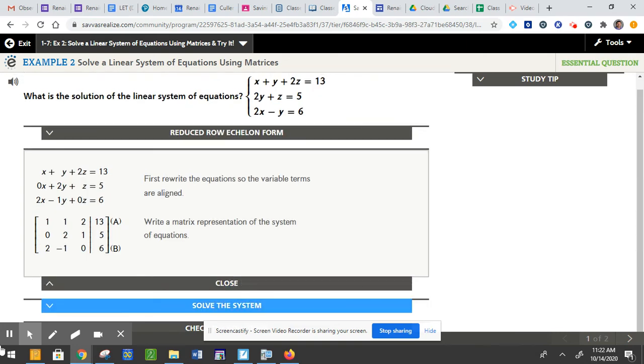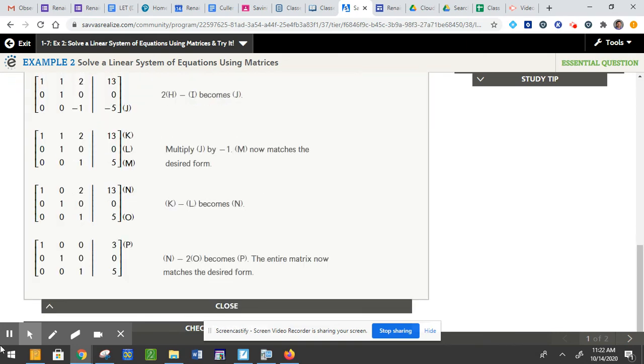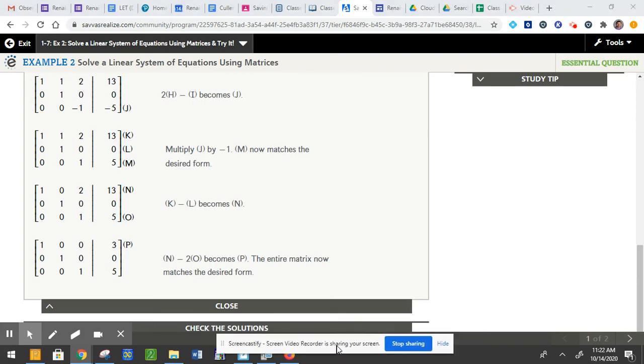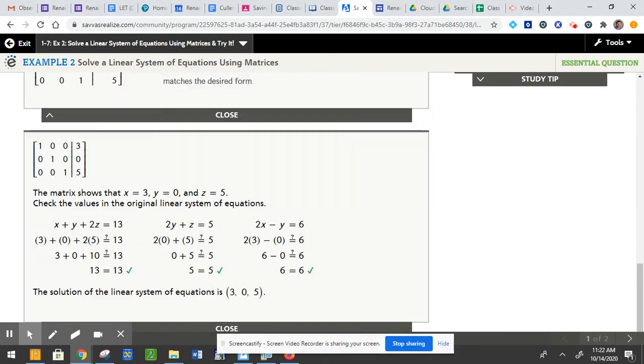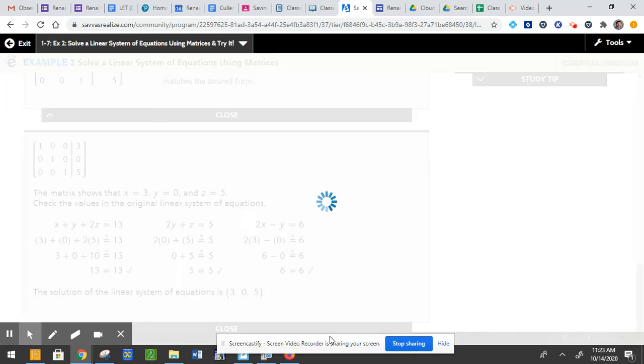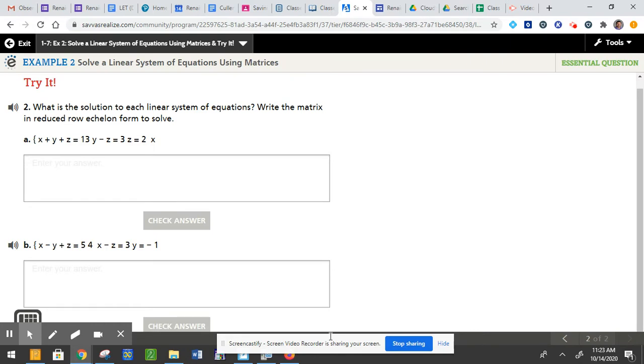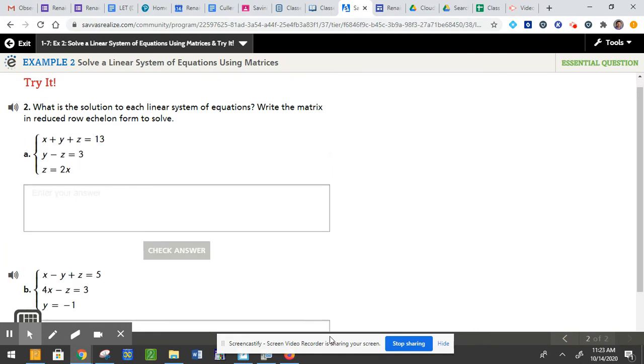And you can check it by substituting 3, 0, 5 in for x, y, and z for each of the equations, they all check out. So that means 3, 0, 5 is your ordered triple solution of that linear system. All right, so let's try this together. So maybe try it on your own, and then you can check my answer.